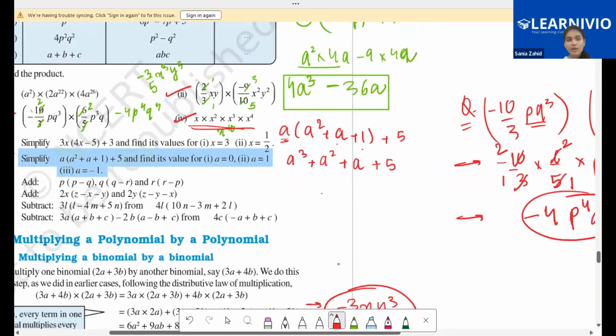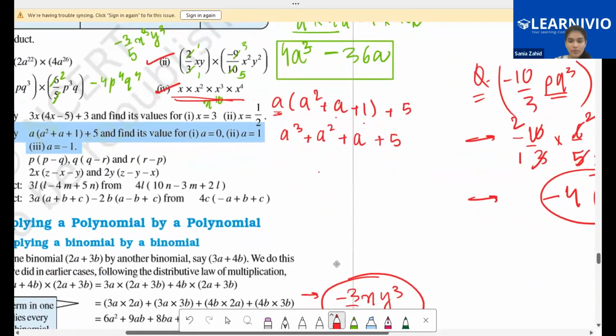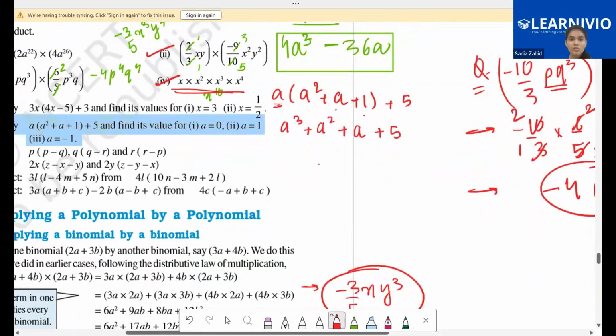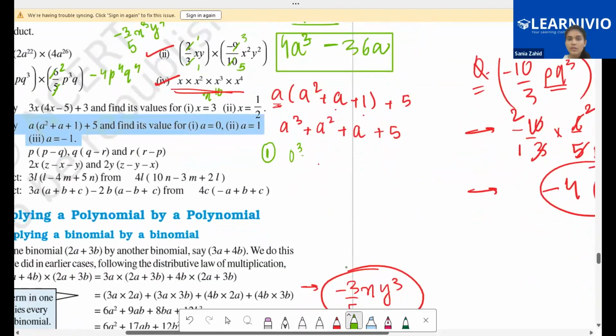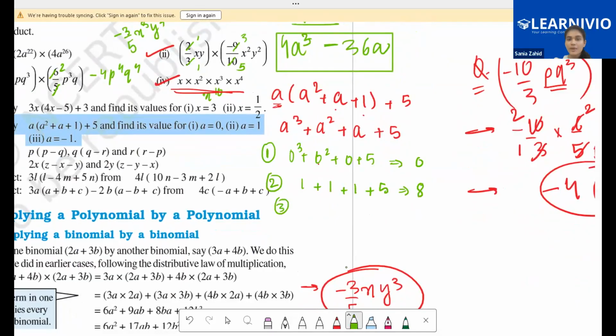And now we have to find the value for a is 0. So when a is 0, what you'll get is 0 cube plus 0 square plus 0 plus 5. So ultimately you get your answer as 5 only. Second, when a is 1, you get 1 plus 1 plus 1 plus 5. So you get 8. Third, when a is minus 1.